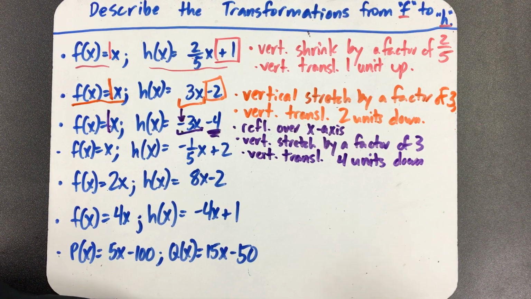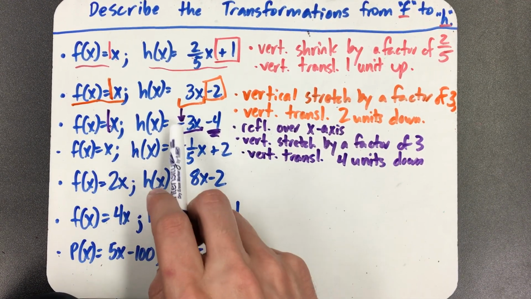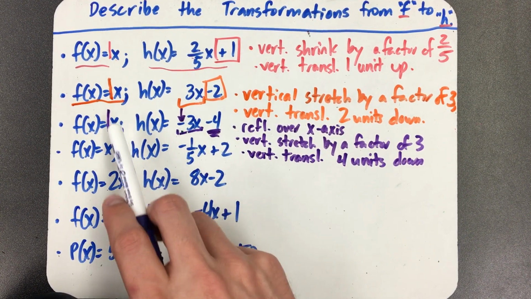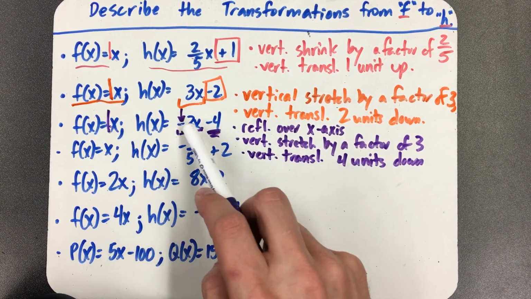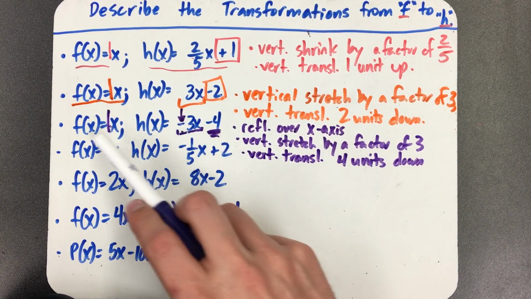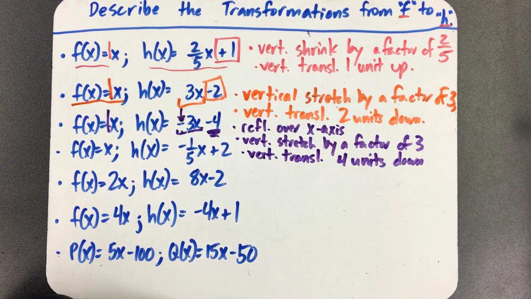Wow, that's a hard one, right? That should be the most answers they give you, 3 different things. When the sign switches from positive to negative or from negative to positive, you know you have a reflection. Whenever this slope changes from 1 to 3, when those numbers change, you know you have a vertical stretch or a vertical shrink. And then if they put a minus or a plus something at the end that's different, you've obviously got a vertical translation.